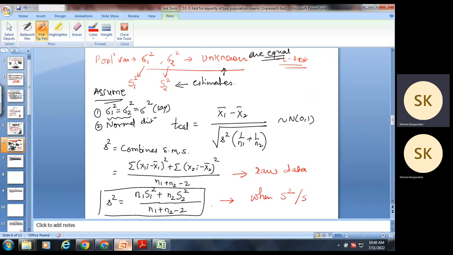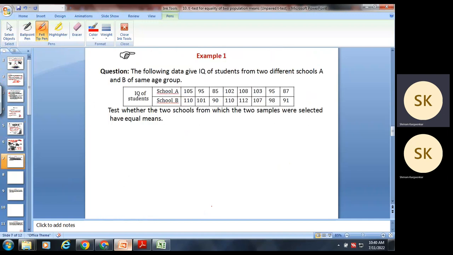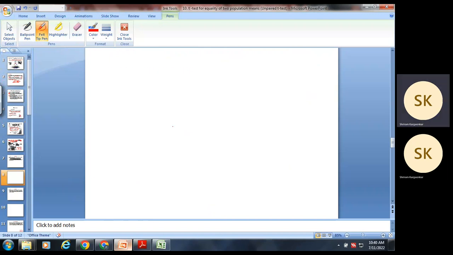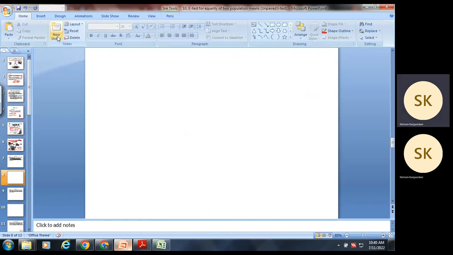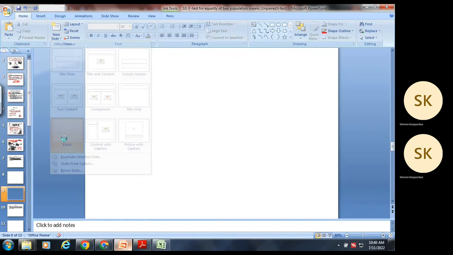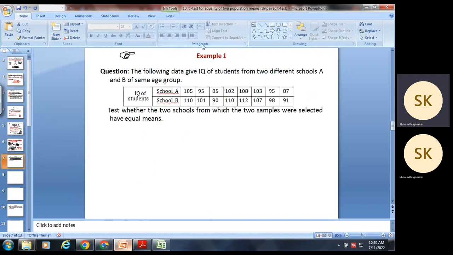Now let's solve this. Let's understand it with the help of examples. I add one slide over here because we will be needing that. Now see, the raw data is given with us, so there will be some calculations there.